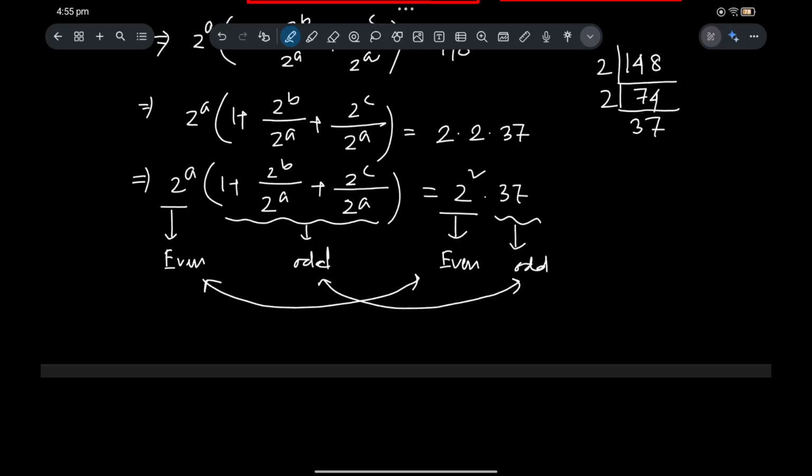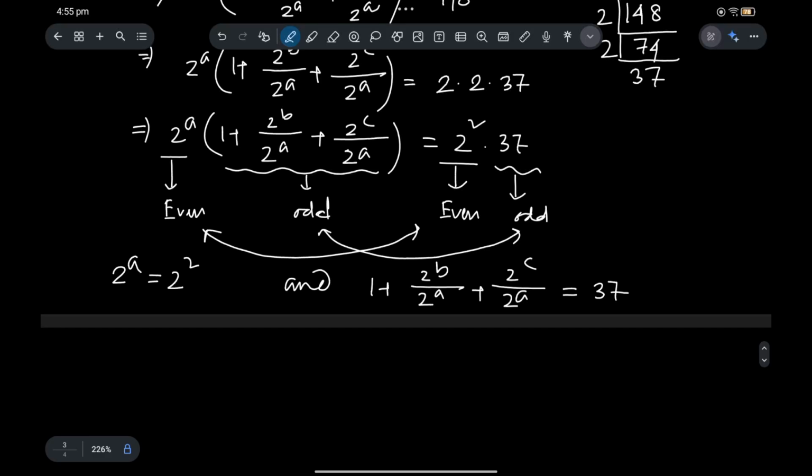So basically we can say 2 to the power a equals 2 to the power 2, and 1 plus 2 to the power b by 2 to the power a plus 2 to the power c over 2 to the power a equals 37. Now from this side we can say the bases are equal, so the powers will be the same, therefore a equals 2. We get the value of a equals 2.